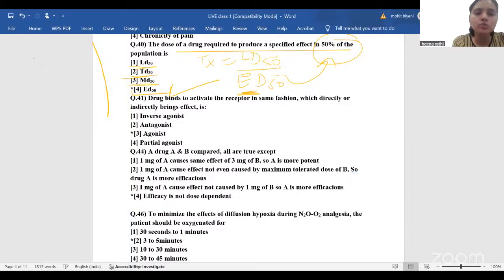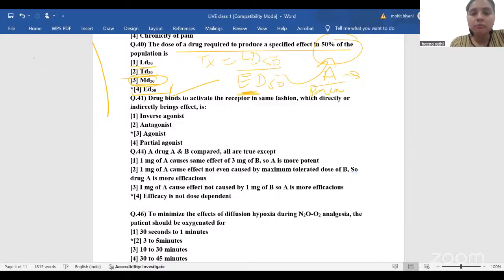The median dose means that dose which is effective in 50% of the individuals. It means the quantal effect is present. What does that median dose mean? Suppose we are giving a drug A, which is a painkiller, an analgesic. We want to see whether this drug A is reducing the pain of the person or not.